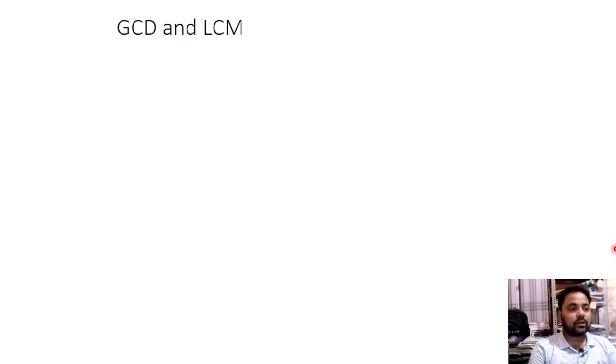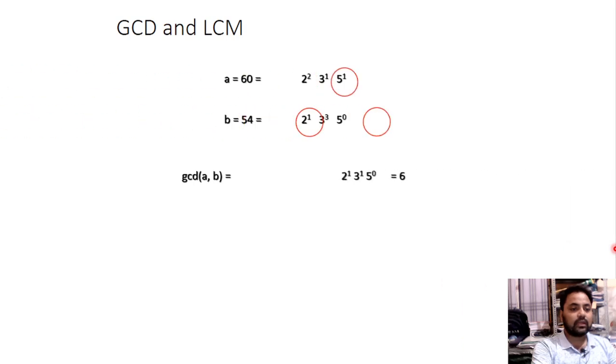Now here the greatest common divisor and the least common multiple, we are just using some examples. Like you can see that a equals 60 and b equals 54. So first of all, we have transformed the number 60 into the powers of primes, like 2 to the power 2, 3 to the power 1, 5 to the power 1. b equals 54 equals 2 to the power 1, 3 to the power 3, 5 to the power 0.